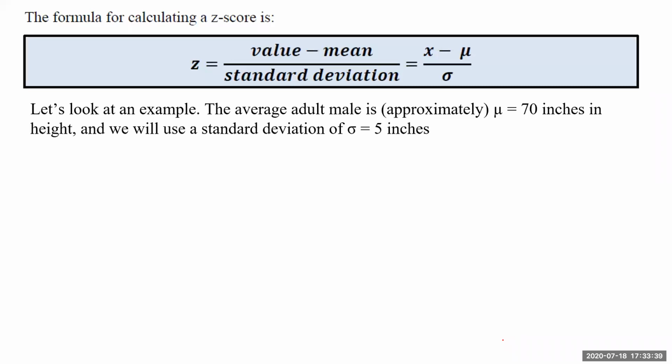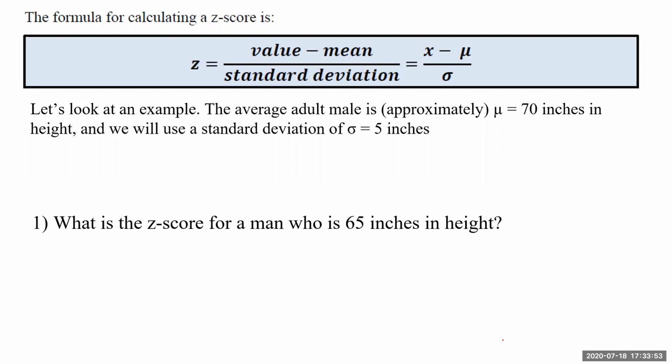So that is the formula. Now let's look at an example. The average adult is approximately 70 inches in height, and we will use a standard deviation of sigma equal to 5 inches. Now we want to find the z-score for a man who is 65 inches in height, and we have to use the z-score formula. So our x will be 65. We take away 70, which is our mean, and then we divide by our standard deviation, and that will give us minus 1.0, or minus 1.